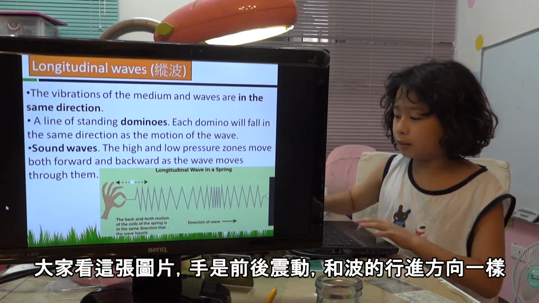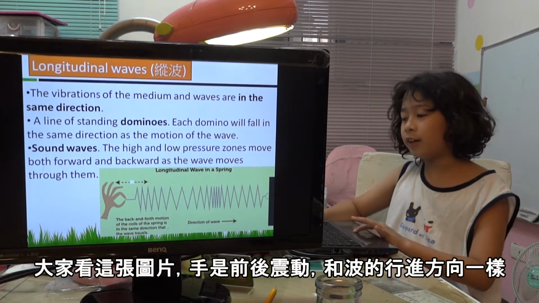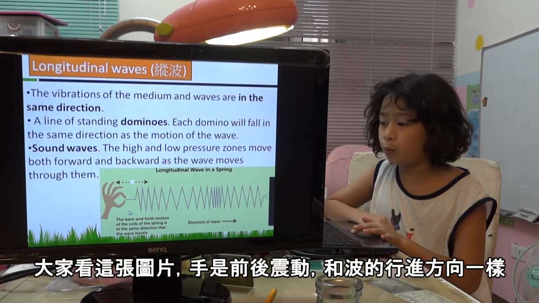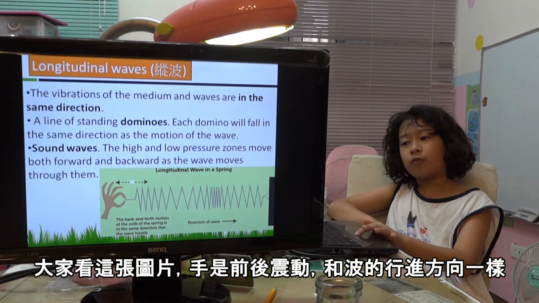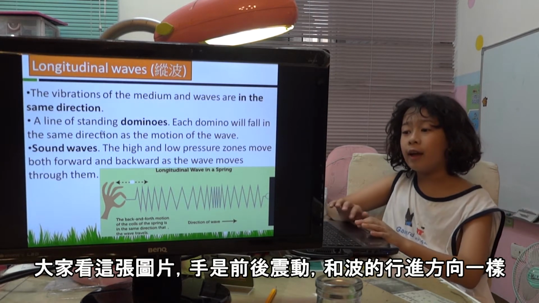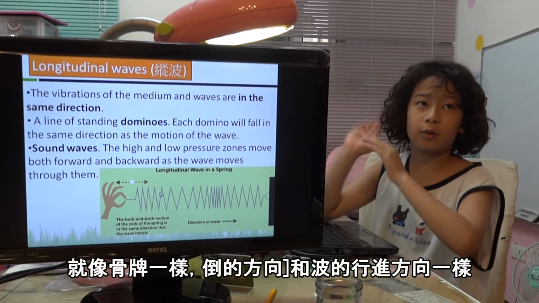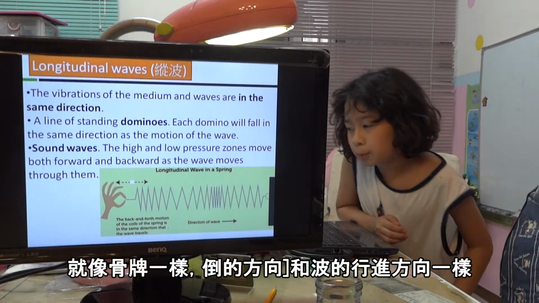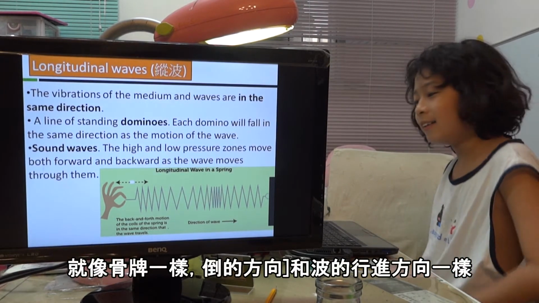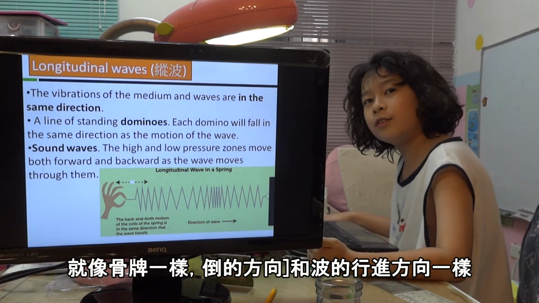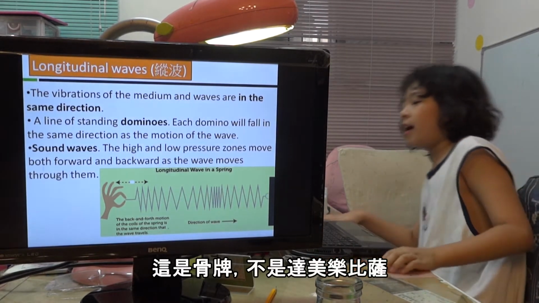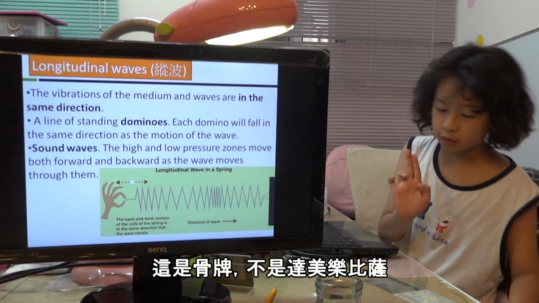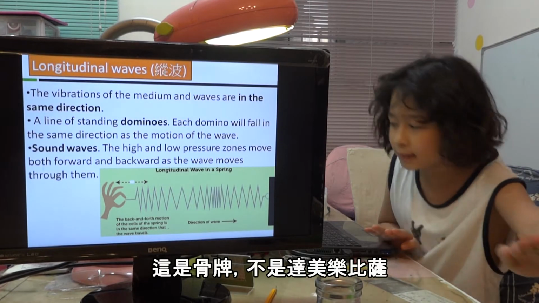What that means, like in this picture, you can see the fingers move back and forth while the vibration, or you can say the wave, just travels back and forth. And it's just like a domino, but not Domino's Pizza. Domino is different from Domino's Pizza. And each domino falls in the same direction, because if you push left, all the dominoes go in the left direction.